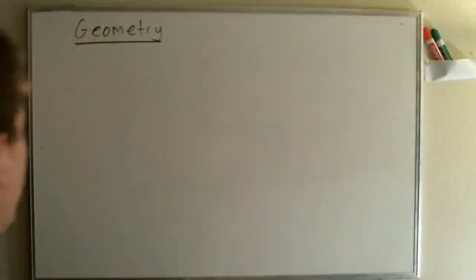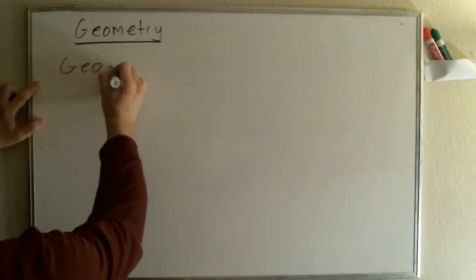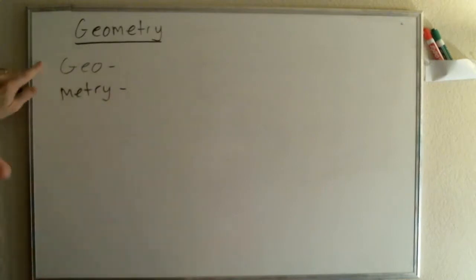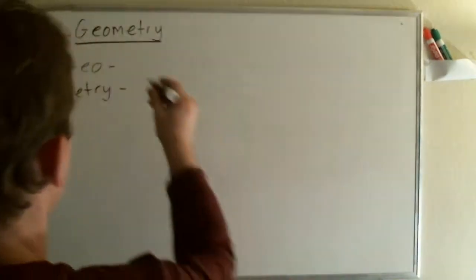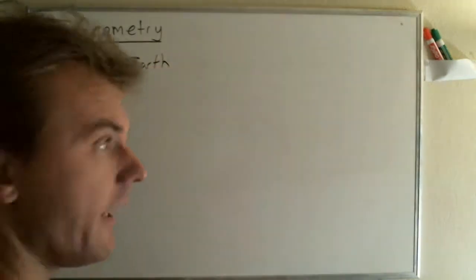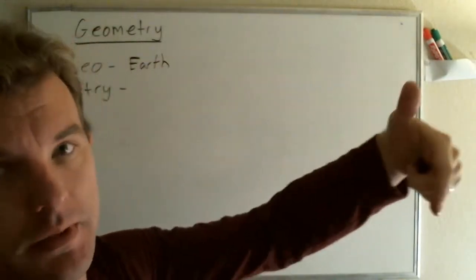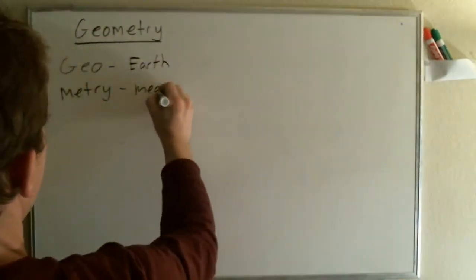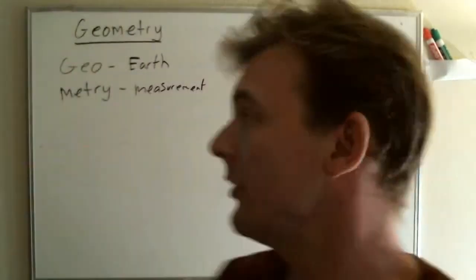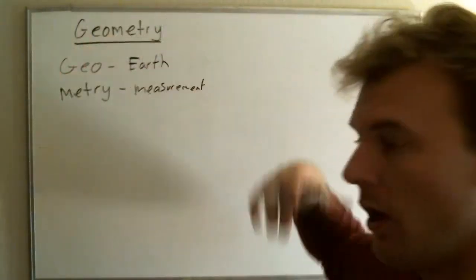So let's dive in. First of all, here's what I want to go through first. What is geo and what is metry? So geo means the study of the earth. And what metry is, it's the metric or measurement of the earth. So you can think of it like earth measure. And so geometry is the study of the earth and its spatial awareness.